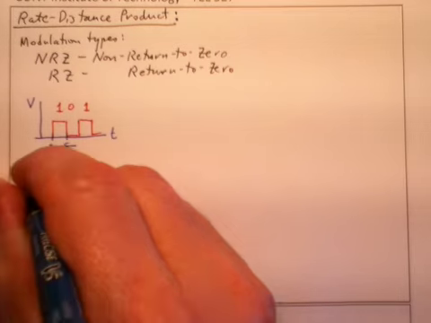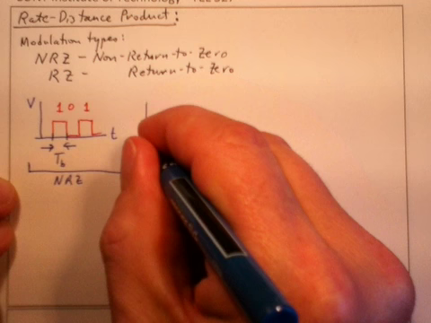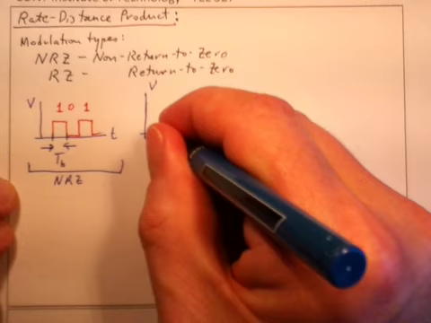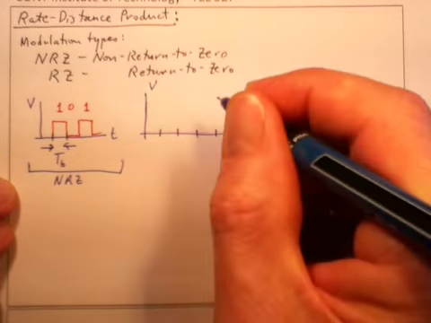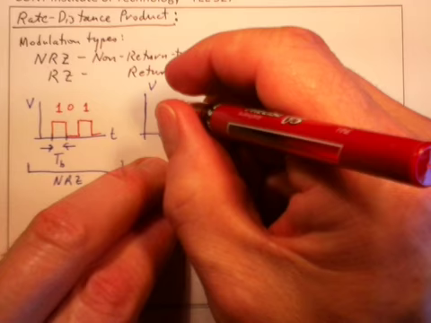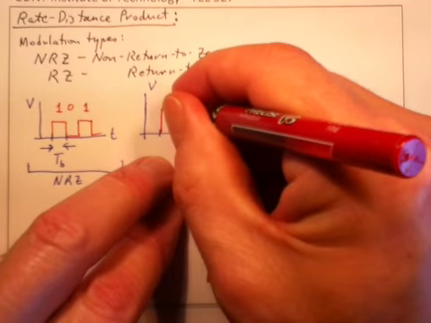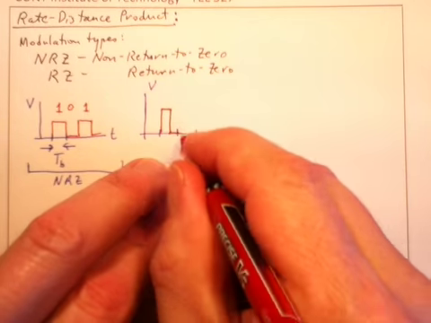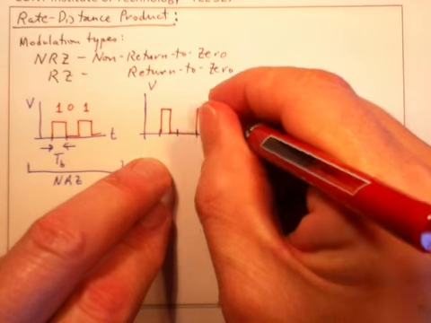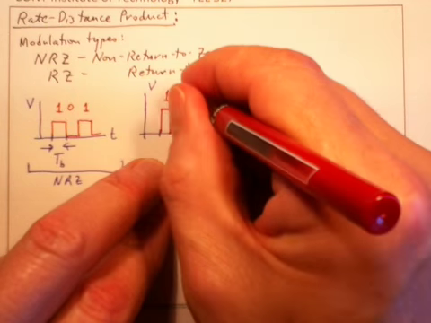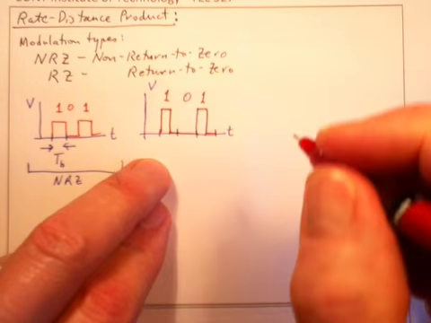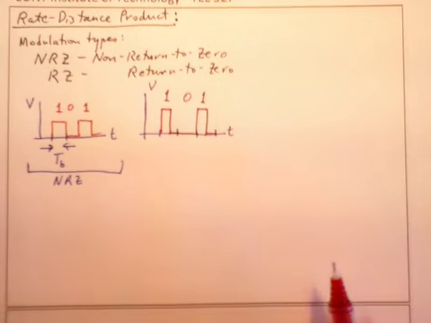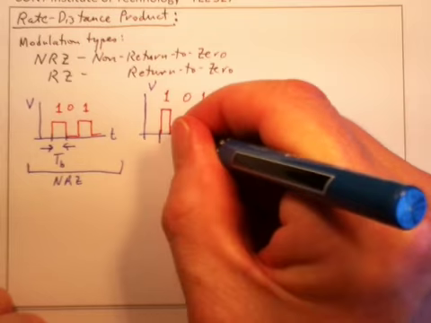In the RZ case, our voltage as a function of time is going to return to zero in every bit period. So I'll draw my same 3 bit periods here, and I'll draw the 1, but the waveform always returns to 0 right in the middle of the bit period. And so a 1, 0, 1 looks like 2 pulses, but they're of half the duration. In fact, their duration is half of a bit period.